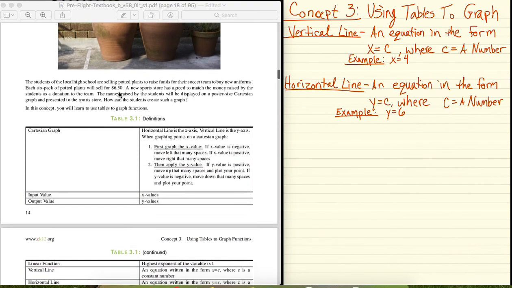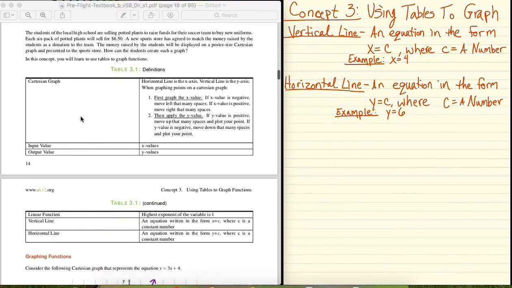So there are many things that I've defined here. Some of them are repeats. Cartesian graph is defined here. This is just letting you know how to graph things. Okay, so we're going to get a lot of practice of this.